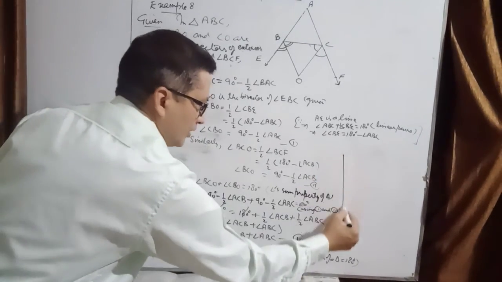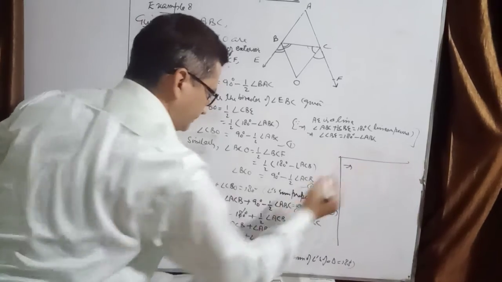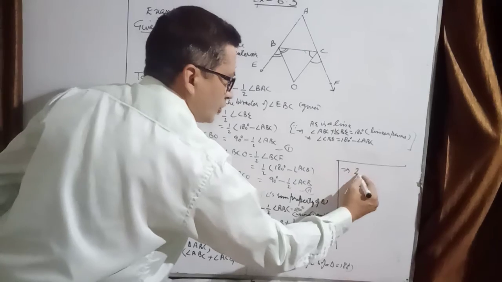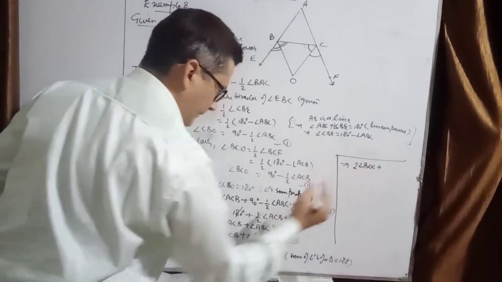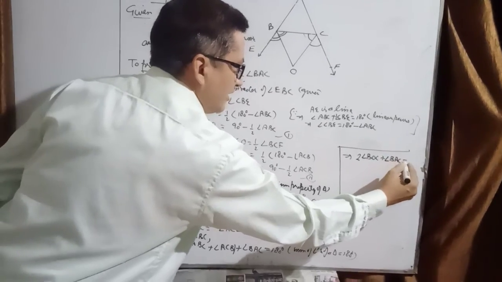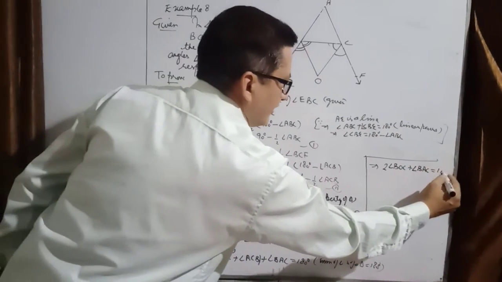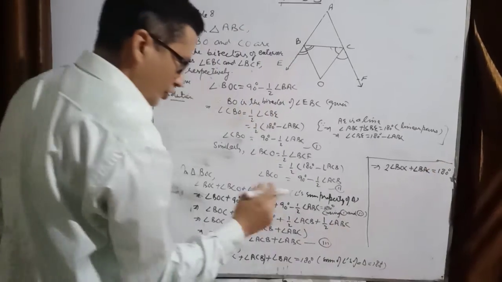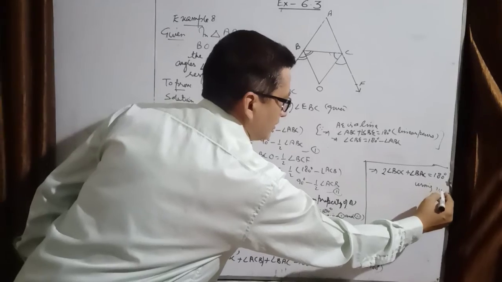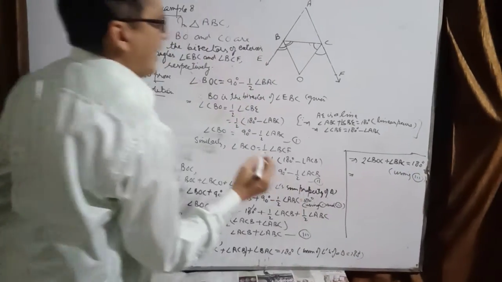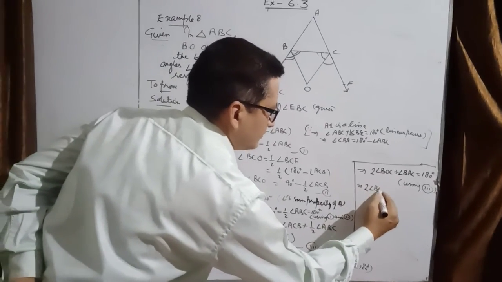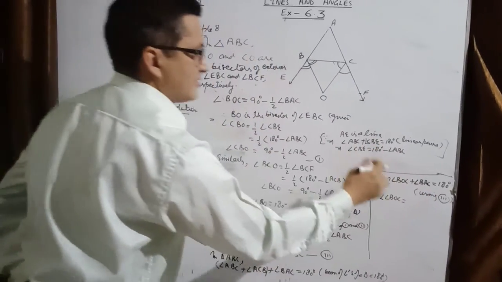So let us do here. This means in place of ABC and ACB, what we put? Twice of BOC. Twice of angle BOC plus angle BAC is equal to 180. So how we get this? Using third. तो अब हमें निकाल के क्या एंगल निकालना है? BOC निकालना है. So keep this angle here. Shift angle BAC to that side.